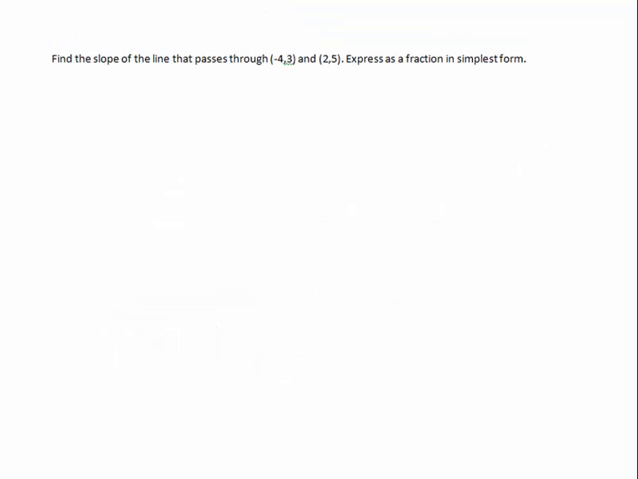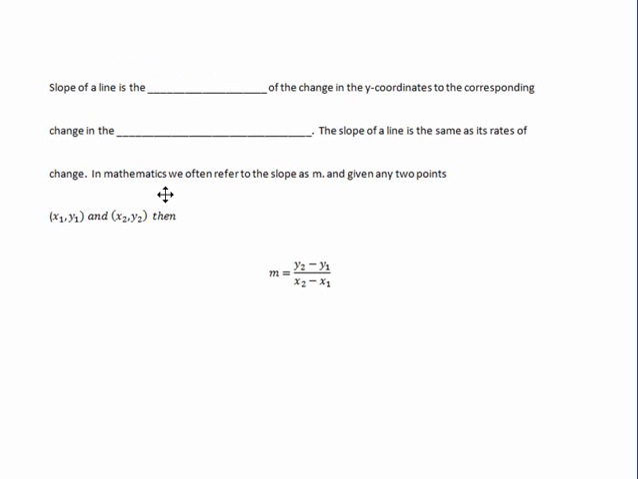Gorillas. All right, so the slope of a line is the ratio of the change in y coordinates to the corresponding change in x coordinates. The slope of a line is the same as its rate of change. So whenever you say rate of change of a line, we're really saying the slope. If you say the slope of a line, it's the same thing as rate of change. In mathematics, we often refer to the slope as m.